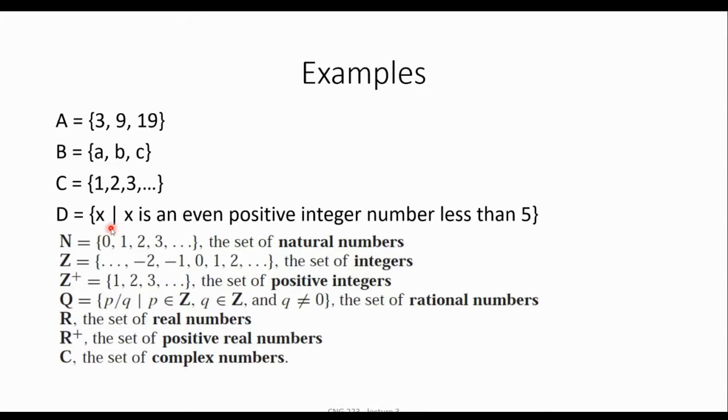Or we can even define sets like this: x such that. Whenever you see this straight line, it means such that. x such that x is an even positive integer less than 5. It means that you can write the numbers yourself, right? So instead of just giving you the numbers, we can have this definition.